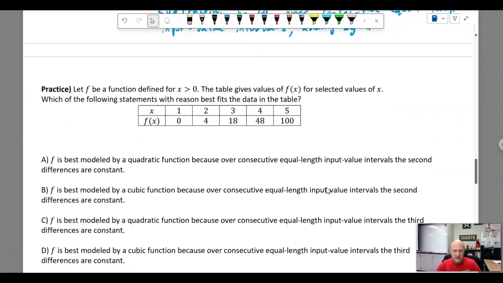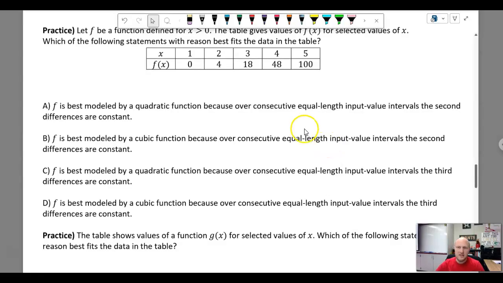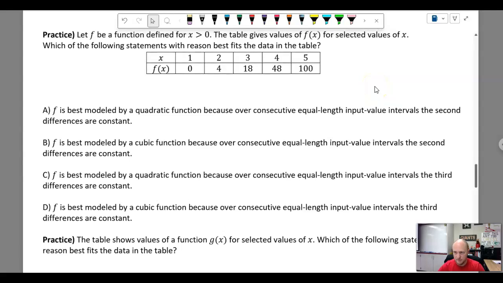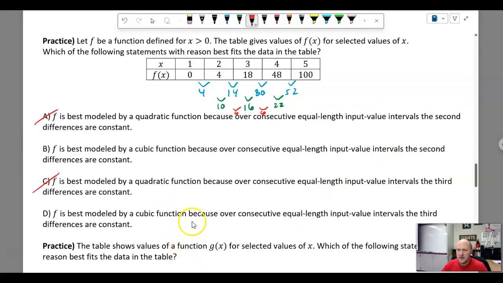Hopefully you did. Here is a multiple choice question. So these questions can also appear in multiple choice sections. So here's an example of this one. Go ahead, pause, and then we'll look at the answer here. Okay, looking at this one, this is going to be a cubic function. So it's not quadratic, A, and it is not C. It's between B and D. And let's look at the reason why. They say because over consecutive equal length input value intervals, the second differences are constant.